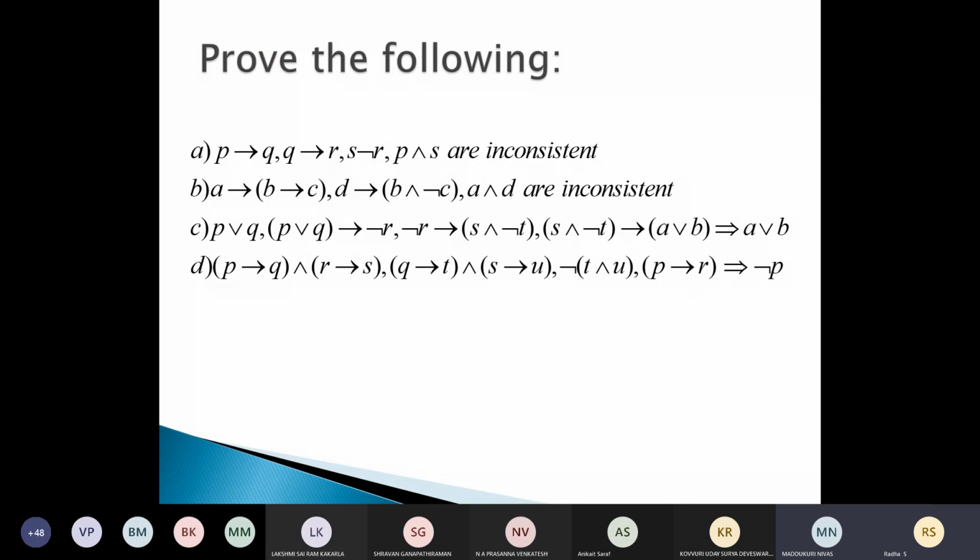So we'll try to prove all these things. I think you remember what we mean by inconsistent. What do you mean by inconsistent? A set of statements are inconsistent. Ma'am, that they contradict each other. They contradict each other, right? Finally, you will arrive at what type of conclusion? Contradiction. That is the thing. Okay, we'll start doing the first question.